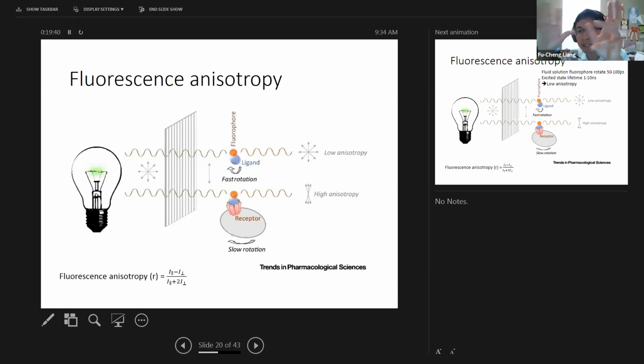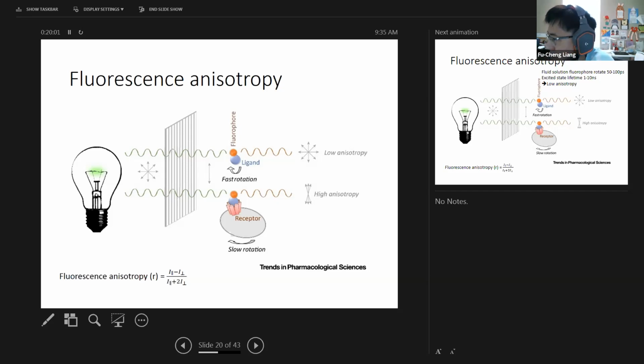So if your molecule is tumbling around equally in all directions, we call this isotropic. If a molecule has one direction stronger than the other, we call this anisotropy, all right? Here is one phenomenon you can see at the top: a ligand, and this ligand has a fluorophore, a fluorescent dye, attached to it.